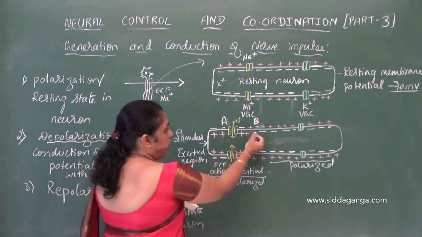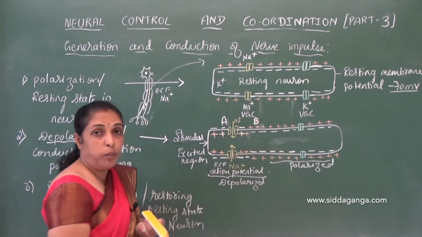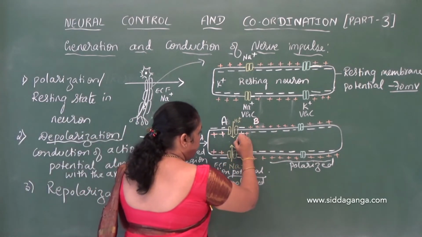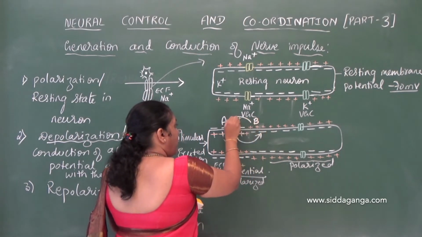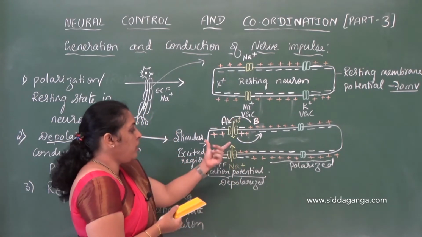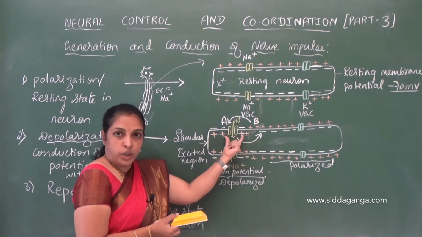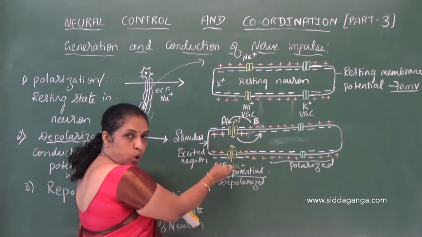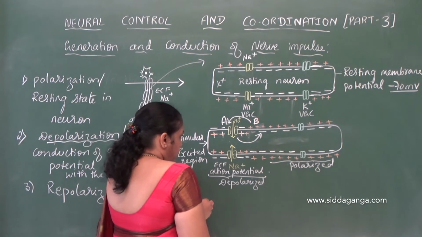So what happens, in the polarized state, inside we see negative charge, outside we see positive charge. So this develops a mini electrical circuit. That means current flows from A to B inside and again from B to A outside. A mini electrical circuit is going to develop between the depolarized state and the polarized state. After this circuit completes, sodium voltage gated channels will be closed and rapid efflux of potassium takes place.